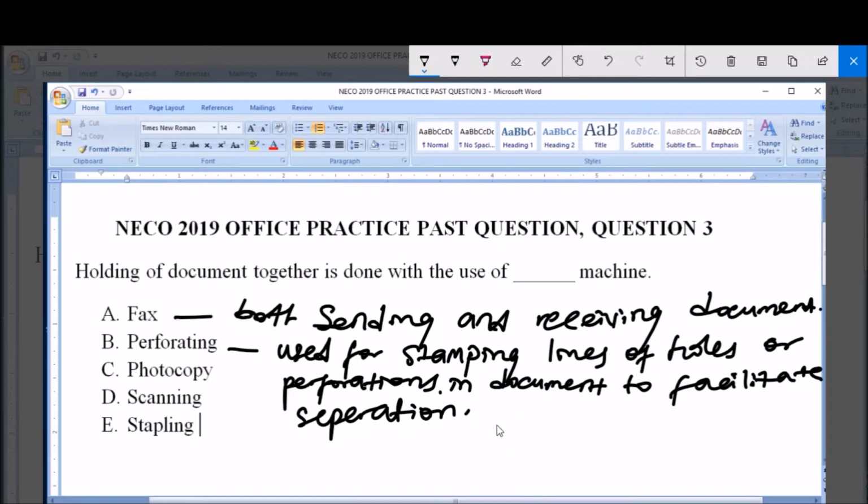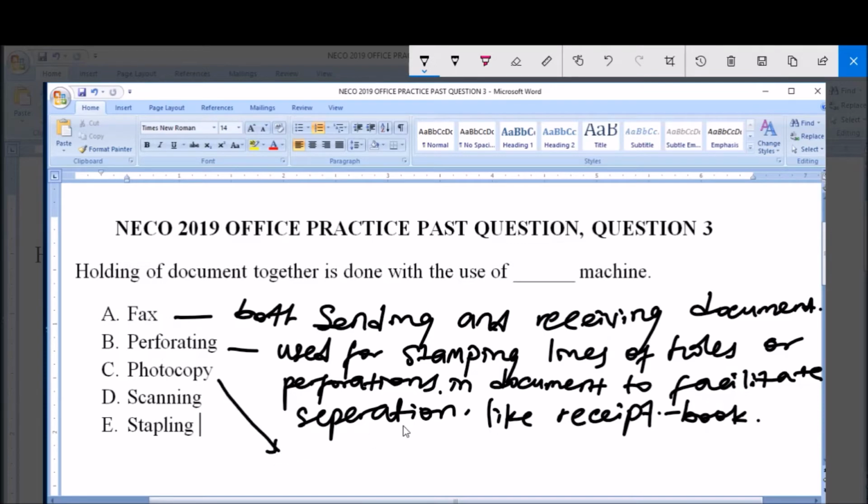And an example, you see this in what? In receipt books. Like in receipt books, you notice that what? Lines of holes are made for the purpose of separation, easy separation. This is actually done by the what? Perforating machine.